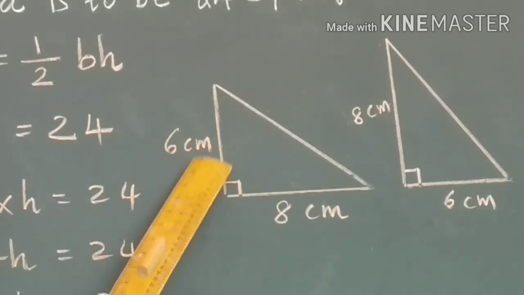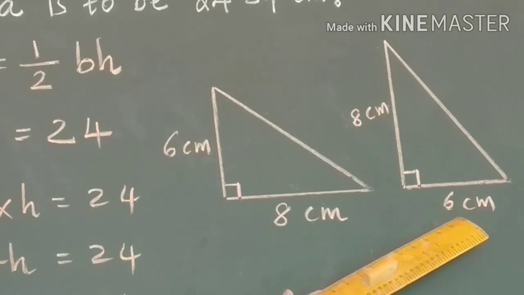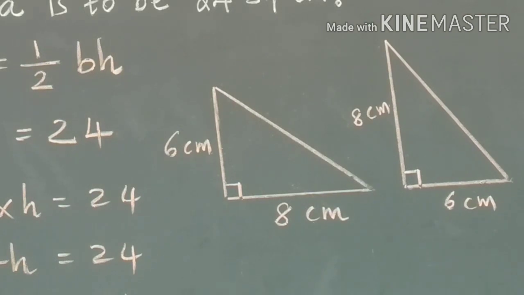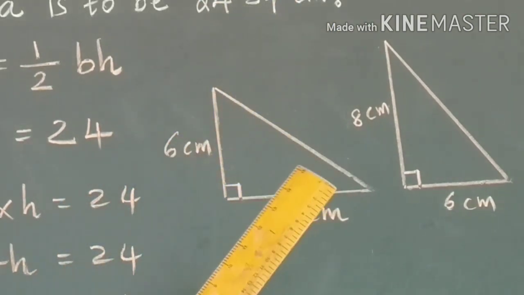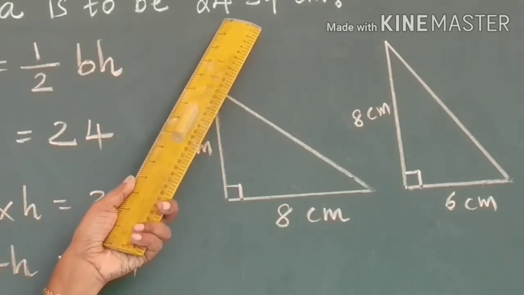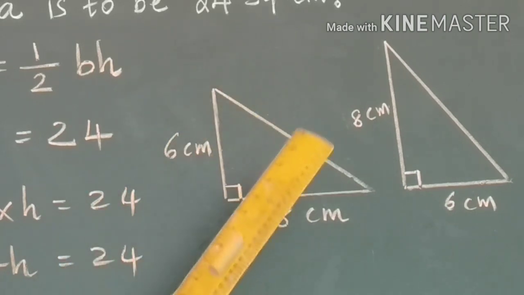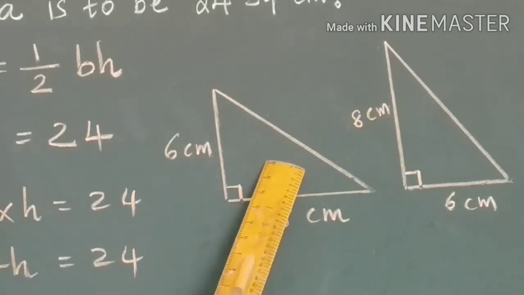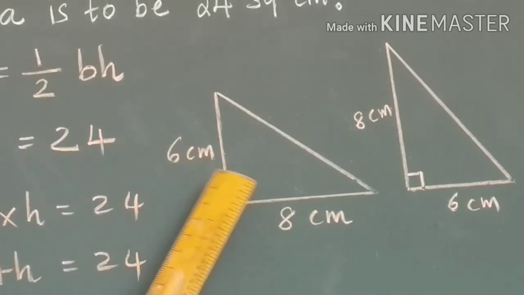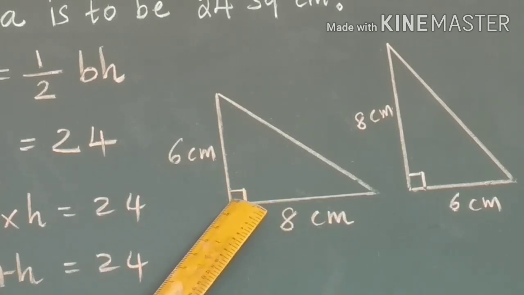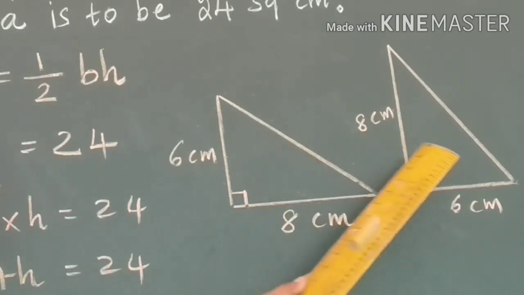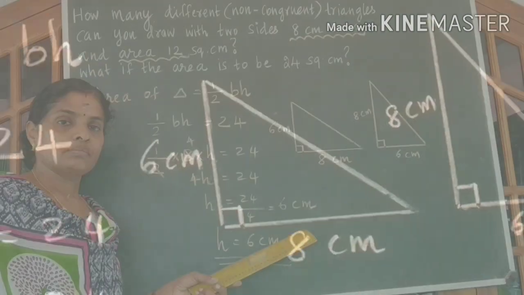Similarly, if you are going to take 6 as the base, what is going to be the height? It is going to be 8 centimeter. Okay, only then you will get 24 square centimeter. So, using these measures with area 24, you can draw only one triangle because these two triangles are equal triangles. Is it clear? These two triangles with sides 6 and 8 and angle 90 degree. Here 8 and 6 and angle 90 degree. These two triangles are equal triangles.